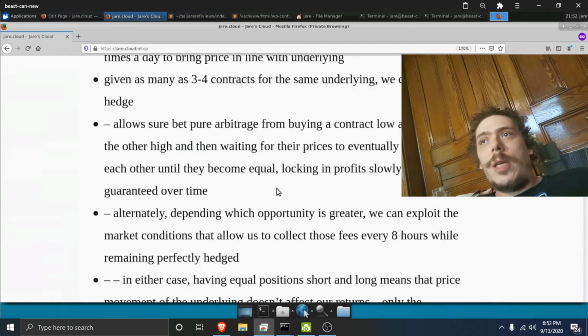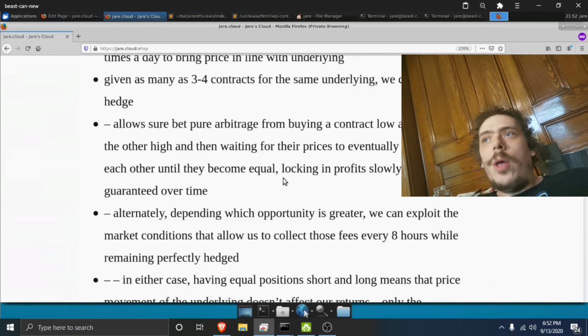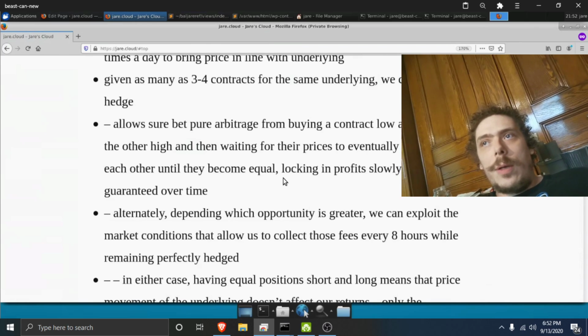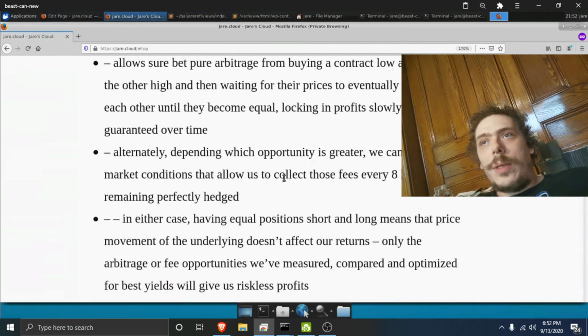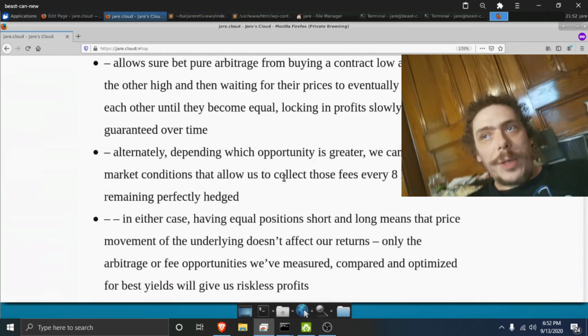Anyway, alternatively, depending on the opportunity, which one is greater, we can exploit the market conditions that allow us to collect those fees every 8 hours while remaining perfectly hedged or without any risk. In either case, having equal positions short and long means that price movement of the underlying doesn't affect our returns.